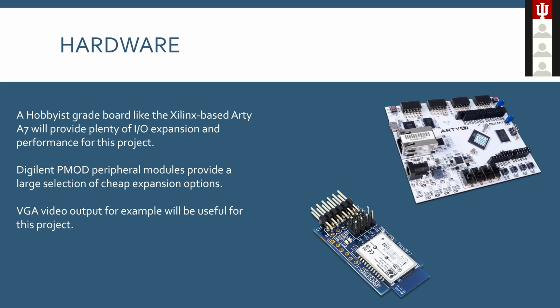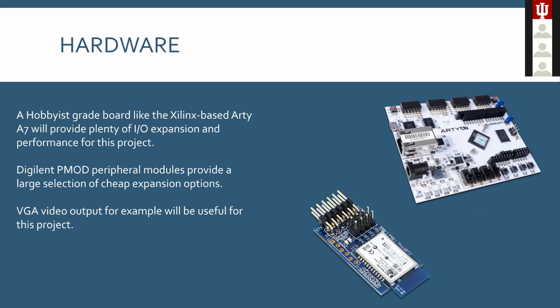Since I really want this to run on actual hardware, I was looking around at the Xilinx-based RDA7. It's been around a few years. It's a popular kind of hobbyist grade FPGA board. It has more than enough power for what I'm trying to do. I don't have it yet. It's still in the mail, but I did order one.